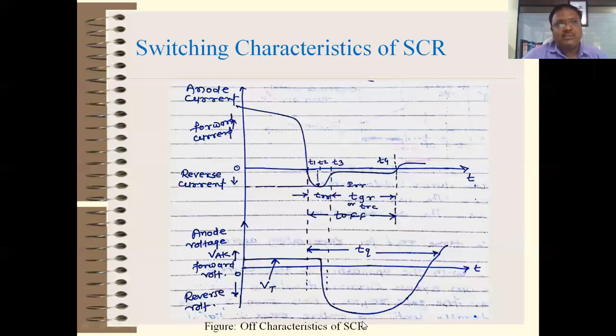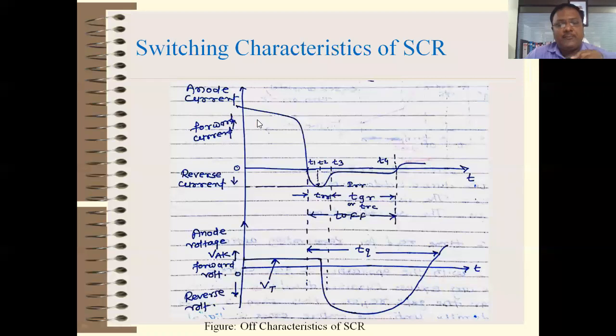Another method is force commutation, in which the anode current is reduced to zero, or a sudden reverse voltage is applied across the device. So these are the methods to turn off the SCR. There are again various force commutation methods, but that is not a part of your syllabus and we'll not discuss it here. It requires more than 2-3 hours to explain the different types of commutation methods.